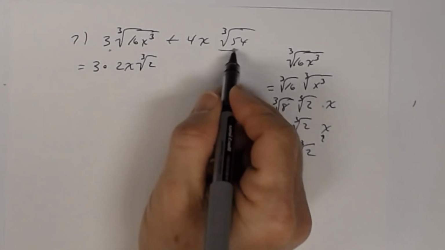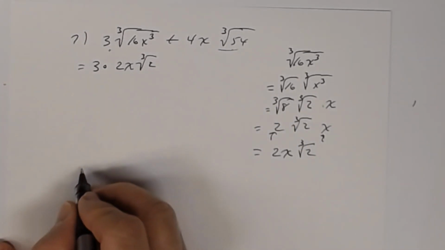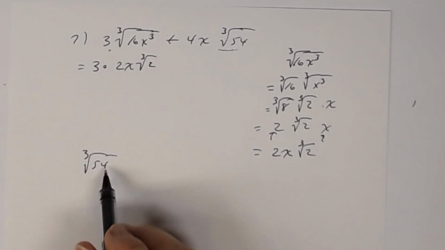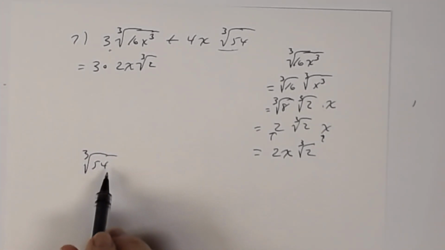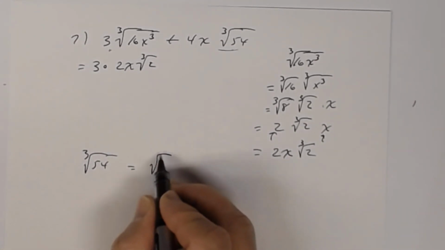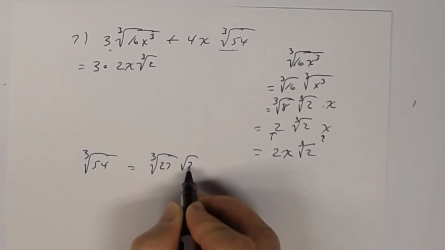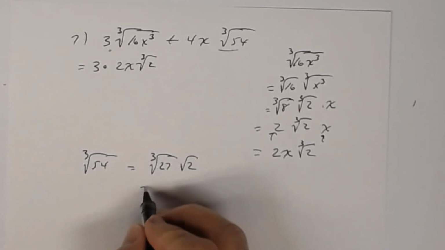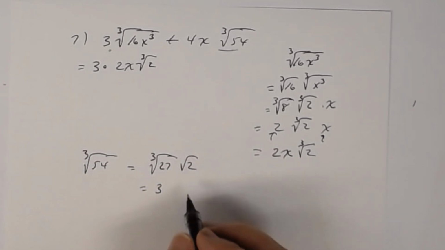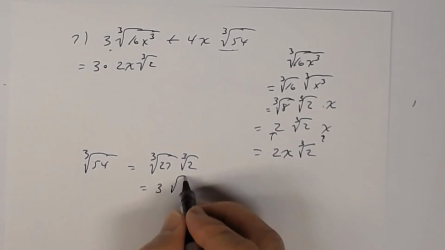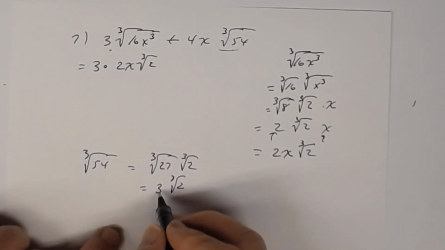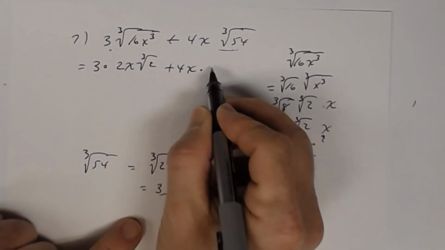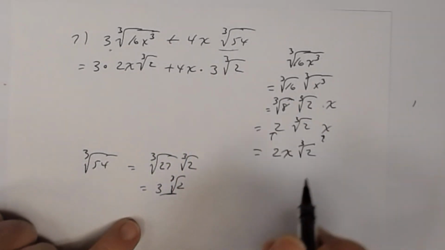Now let's go and talk about the cube root of 54. So the cube root of 54, so we got to think about a perfect cube that goes into 54 evenly, and that's going to be 27. So I get the cube root of 27 times the cube root of 2. 27 times 2 is 54. We know the cube root of 27 is 3, because 3 times 3 times 3 is 27. Let's put the cube root here, times the cube root of 2. Okay? So that is just this. So this becomes plus 4x times 3 cube root of 2.